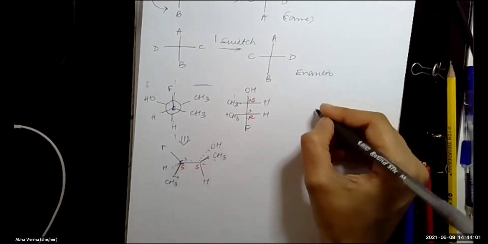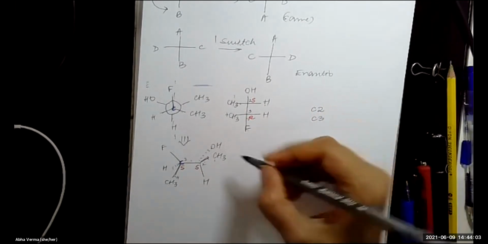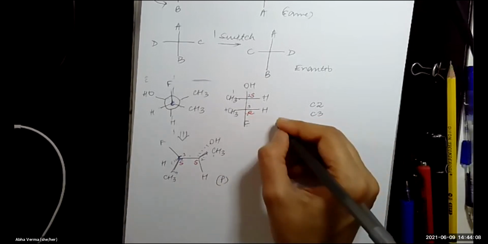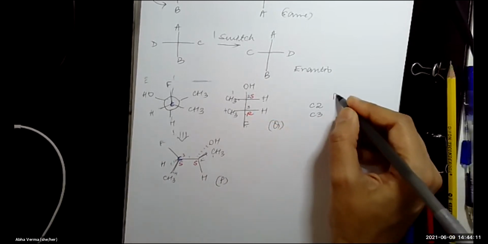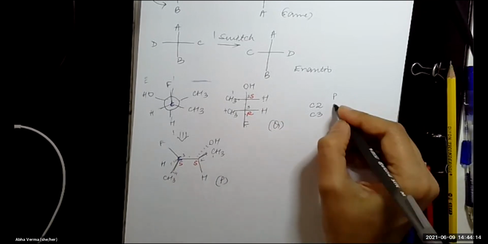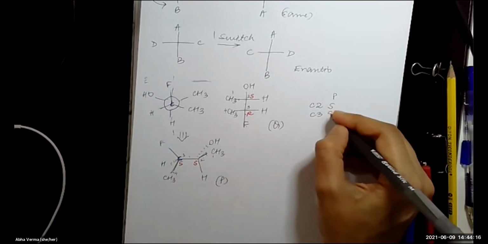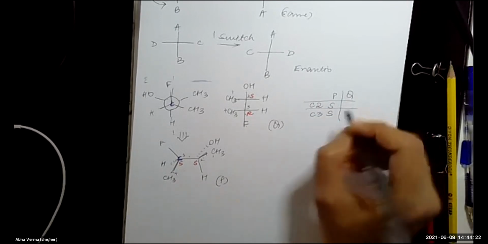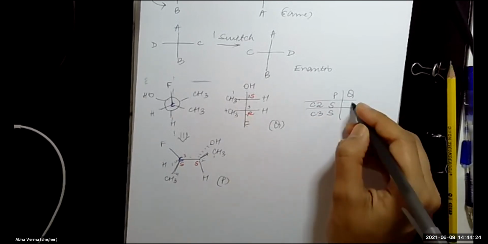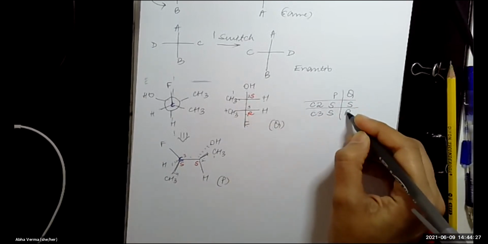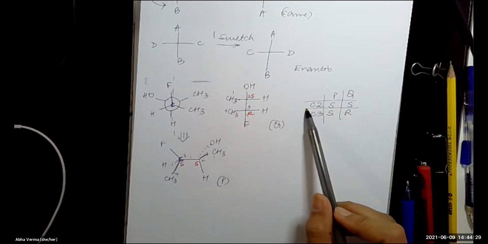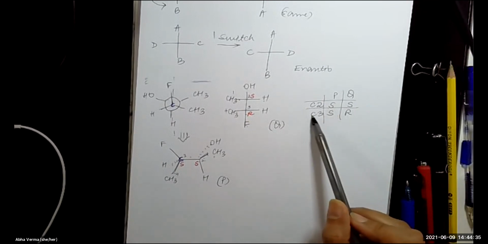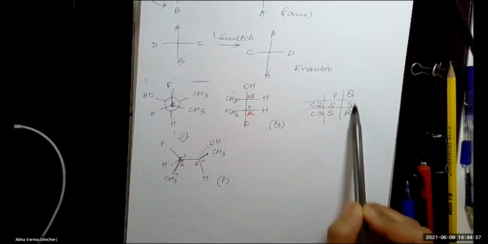So now I have to compare my same carbons. And let me label this as P and Q. Structure P. What is at C2? It's an S. What is at C3? It's an S as well. At Q, what is at C2? It's an S. What is at C3? It's an R. So what is my combination? I have an SS compared to an SR.